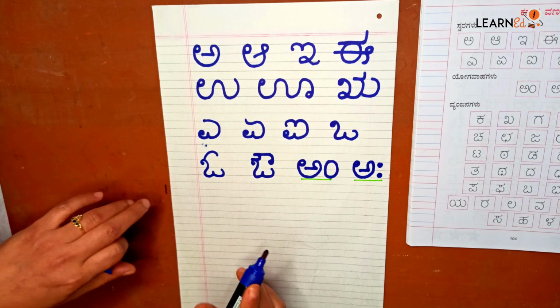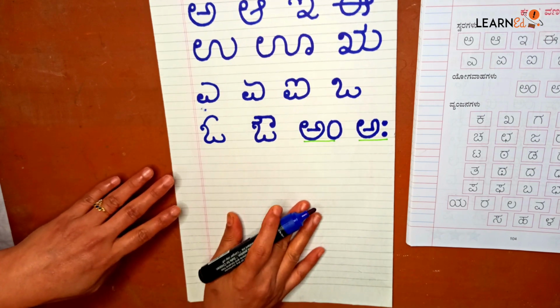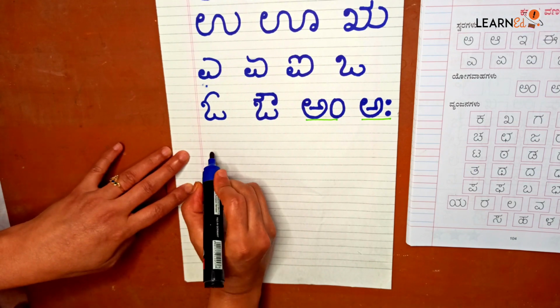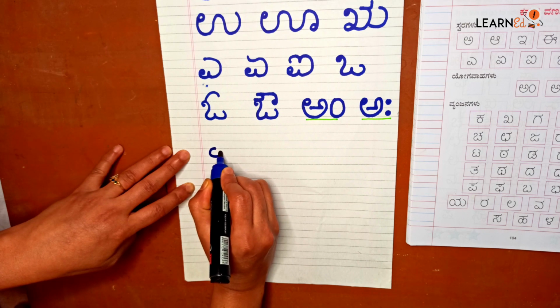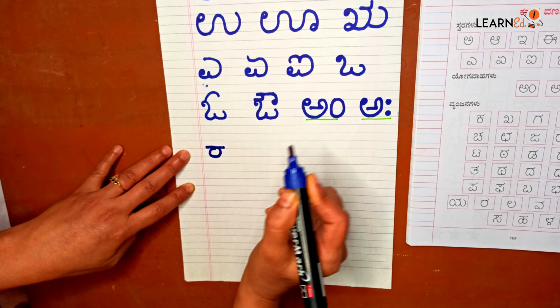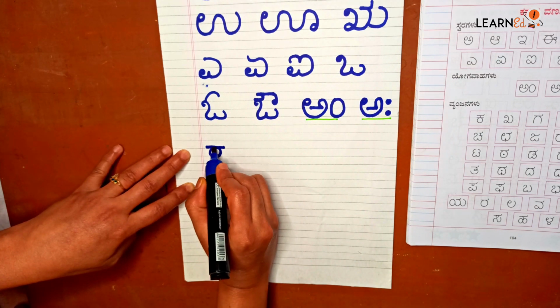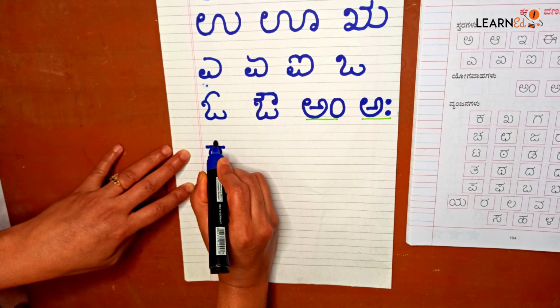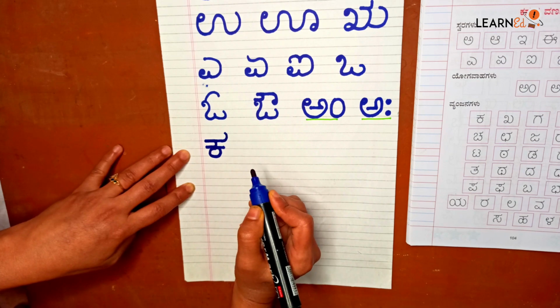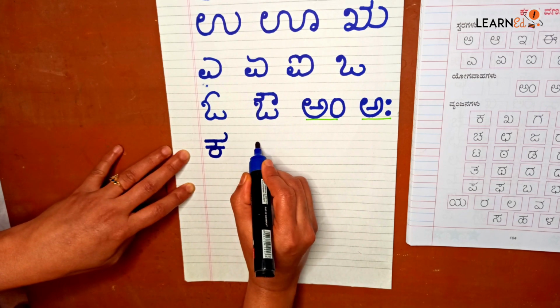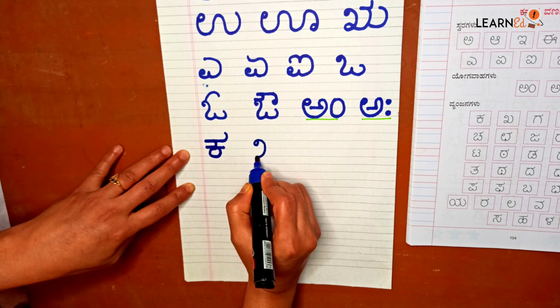The first letter Ka, you have to put a 0 and sleeping line as you wrote your E like that. Then from here go up, again come this side, back again and up. Ka.